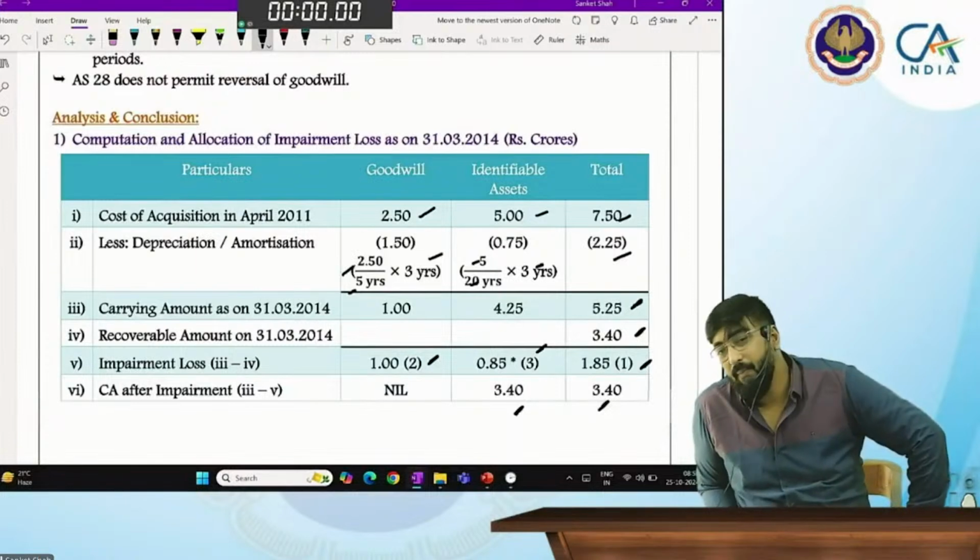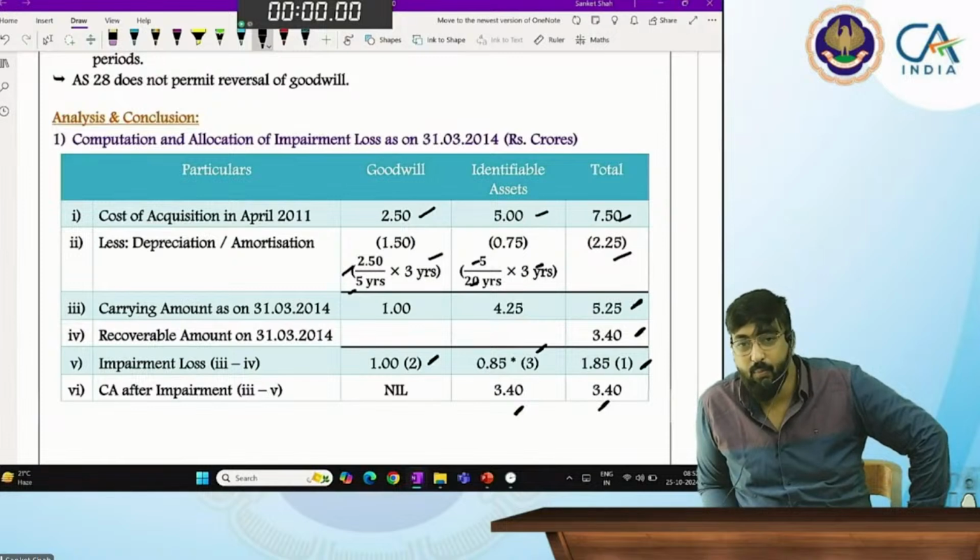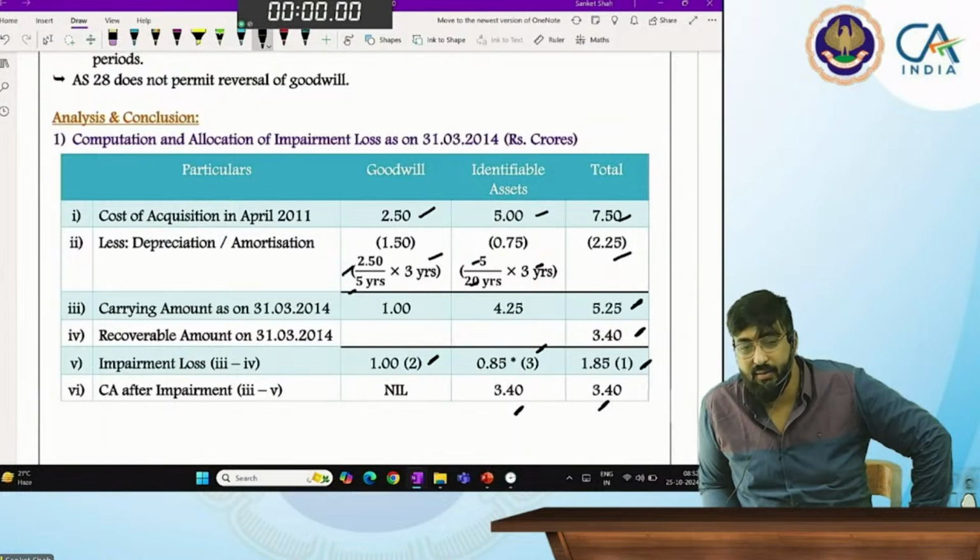Any difficulty? तो पहले किसको यूज करूंगा मैं? Goodwill. And then 0.85 from identifiable asset. शायद आपने ये नहीं किया होगा. 80% of you can do this. It's very simple. आया था क्या आपको? Divide ही नहीं किया. So we got 1.85, but we have not divided it. Okay. ठीक है.